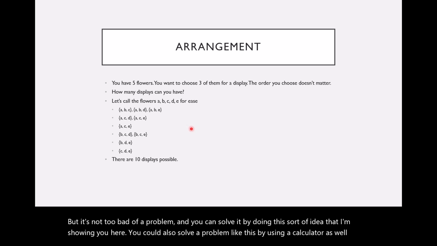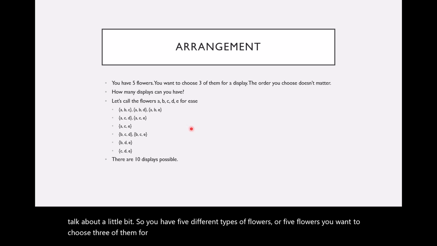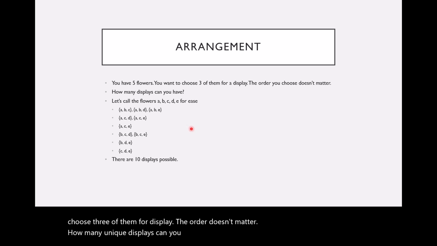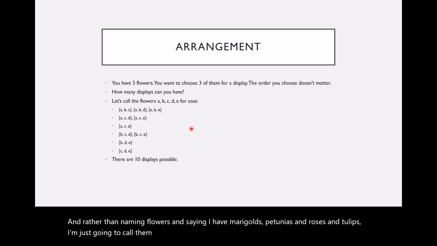So you have 5 different types of flowers, or 5 flowers. You want to choose 3 of them for a display. The order doesn't matter. How many unique displays can you have? And rather than naming flowers and saying, oh, I have marigolds and petunias and roses and tulips, I'm just going to call them A, B, C, D, E.